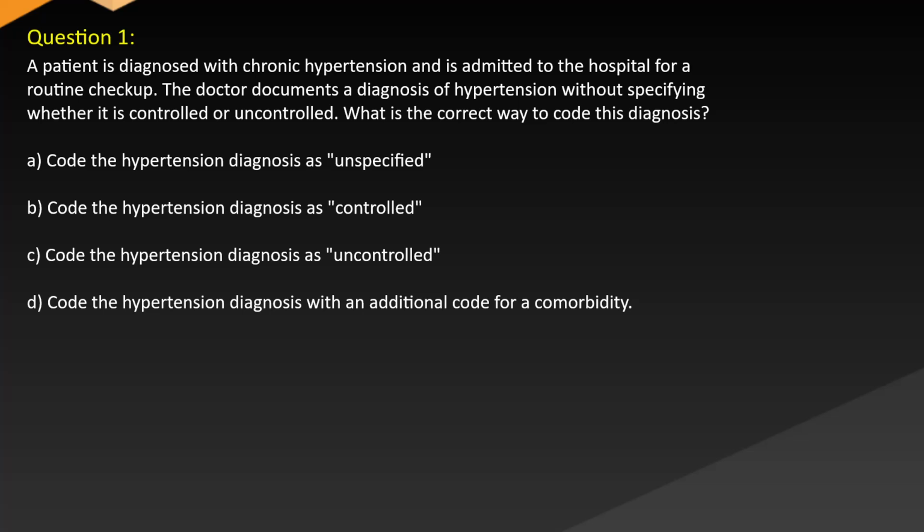A. Code the hypertension diagnosis as unspecified, or B. Code the hypertension diagnosis as controlled, or C. Code the hypertension diagnosis as uncontrolled, or D. Code the hypertension diagnosis with an additional code for a comorbidity.